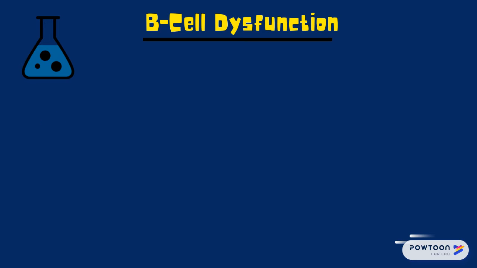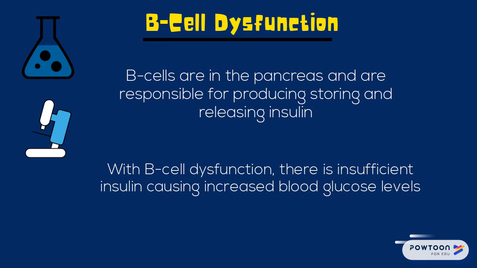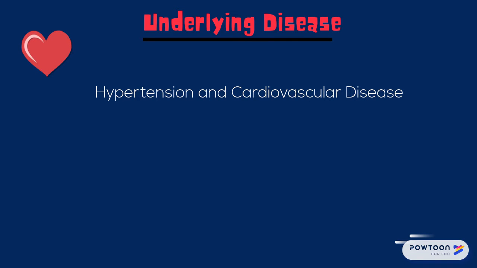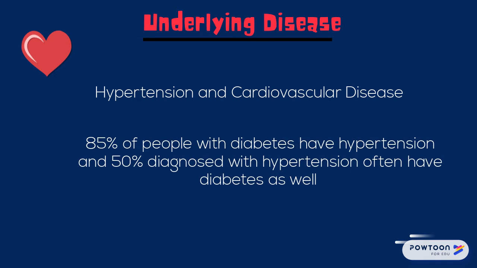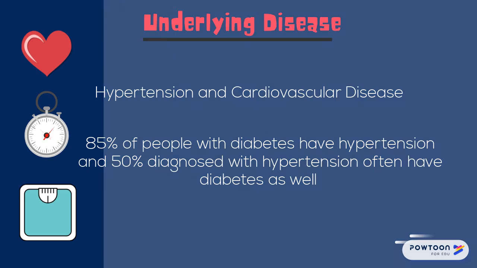B cells are found in the pancreas and are responsible for producing, storing, and releasing insulin. Often with a B cell dysfunction, there is insufficient insulin, causing an increase in blood glucose levels. Another risk factor for diabetes would be the presence of underlying disease, such as hypertension and cardiovascular disease. Up to 85% of people with diabetes have hypertension, and 50% diagnosed with hypertension often have diabetes as well. These comorbidities are so closely linked that it is important to test for one in order to prevent further complication.